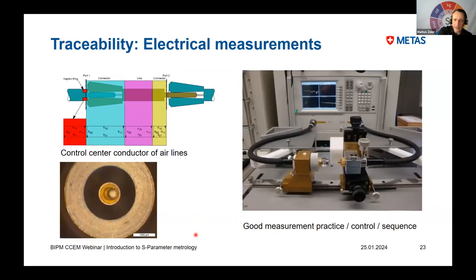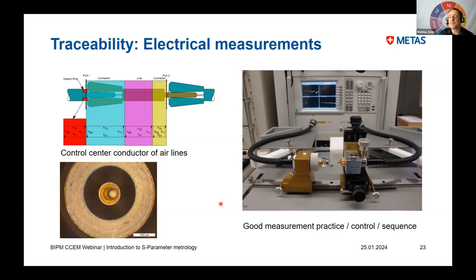Now, for the electrical measurements, you need to control the center conductor of your airlines, because as I said before, this is floating, and the way this is being done is with a dielectric spacer, which then also needs to be characterized, although the influence is usually quite small. You can see here a picture, it's hardly visible, but the dark yellow part here is such a Kapton disc, which is being used to control the position of your airline and basically make it a stable standard.